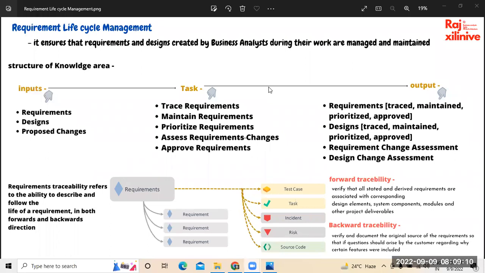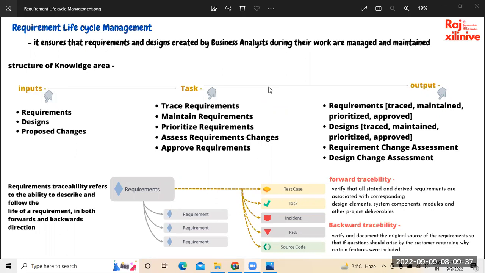So tracing of requirements, because there will be two types. One is forward and backward, as I mentioned yesterday. What we have developed has to be tested by the testing team using test cases and all that. So backward traceability, test cases, comparison to use cases.